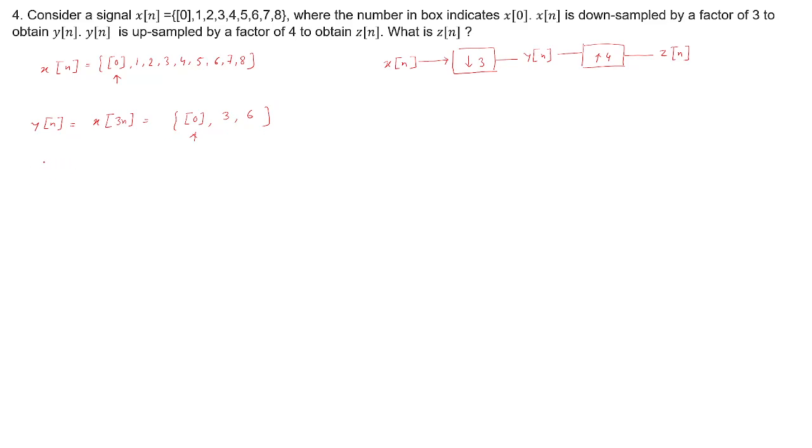Now when you perform upsampling by a factor of 4, it basically means you are going to introduce 3 zeros between each adjacent sample. So we can see this is our resulting signal zn.